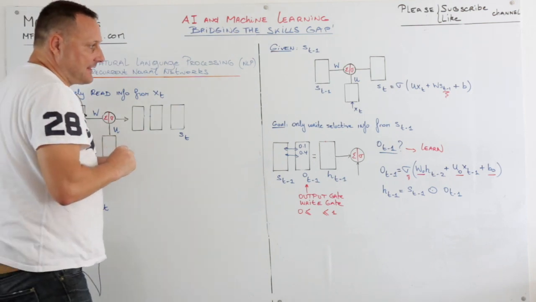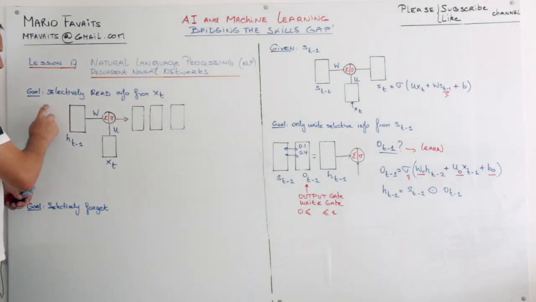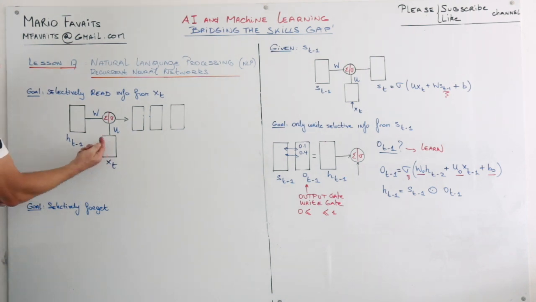Alright, this for selective write. Alright, let's now go to selective read. Basically, we're going to have a new input xt, and we don't want to read all of xt. For example, we don't want to read in stop words like the and are and so on.